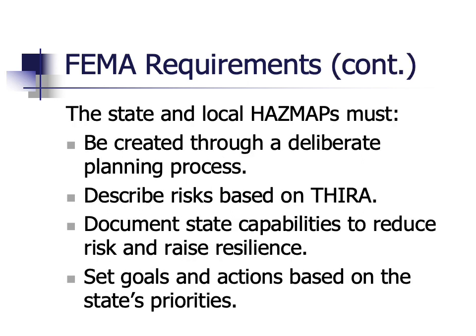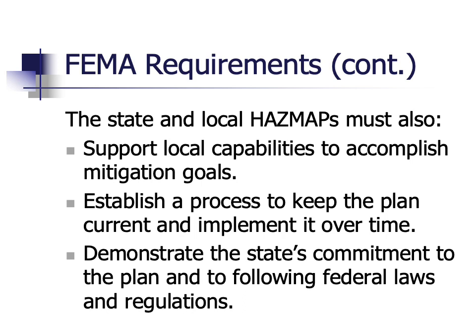In addition, the state and local HAZMAPs must be created through a deliberate planning process, describe the risk based on THIRA, document state capabilities to reduce risk and raise resilience, and set goals and actions based on the state's priorities. Furthermore, state and local HAZMAPs must also support local capabilities to accomplish mitigation goals, establish a process to keep the plan current and implement it over time, and demonstrate the state's commitment to the plan and to following federal laws and regulations.